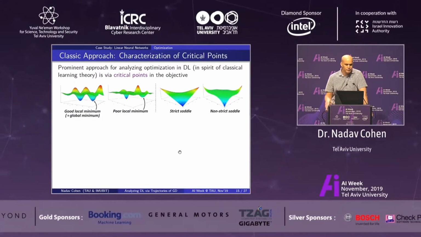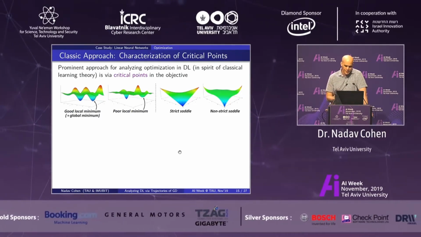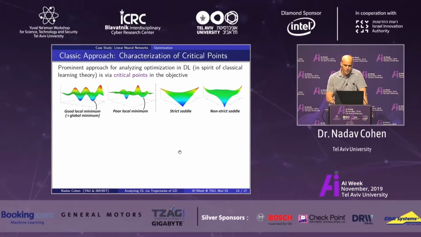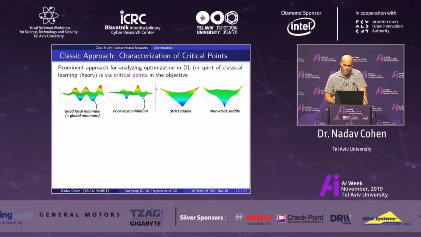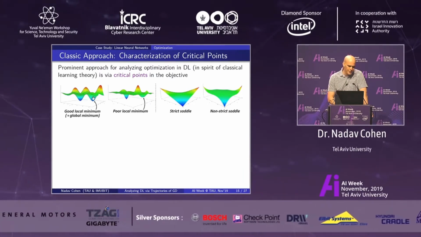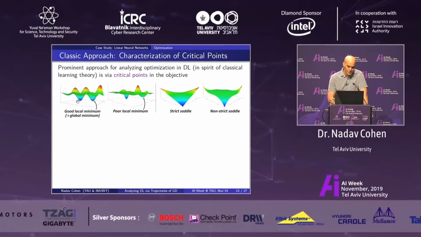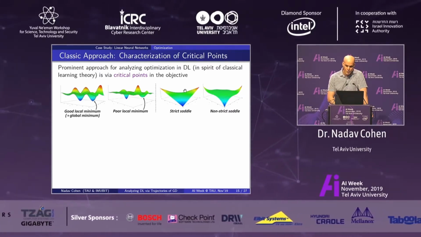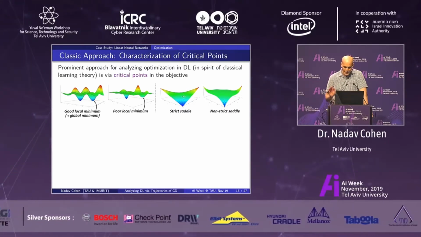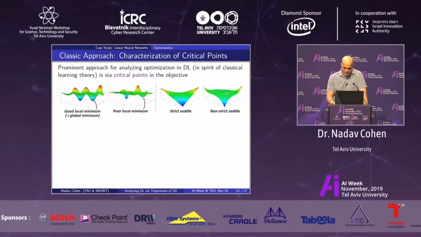The classic or prominent approach in deep learning for reasoning about optimization, at least until recently, was to look at critical points in the objective. These are points where the gradient vanishes. Okay, so you could have a local minimum, could be bad, so the objective is much higher than the global minimum. It could be good, so the objective is close to the global minimum. You could have a saddle. It could be strict, so the Hessian has negative eigenvalues, or it could be fairly flat. The Hessian does not have negative eigenvalues.